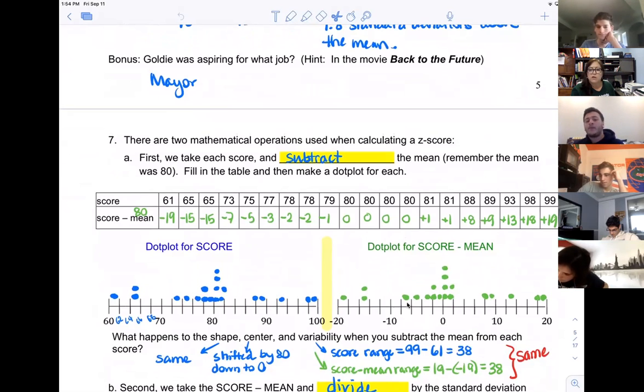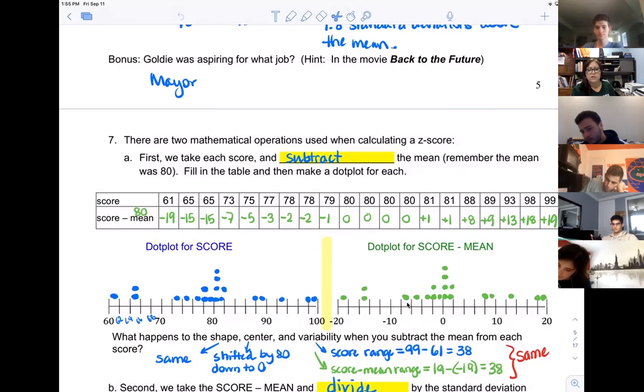And then when it talks about variability, any measure of variability is also going to stay the same. If we look at IQR and we look at standard deviation and we look at range, the reason that it stays the same, all the measures of variability, is because the dots are exactly as far apart as they were before the subtraction. So we haven't increased or decreased the distance between them.